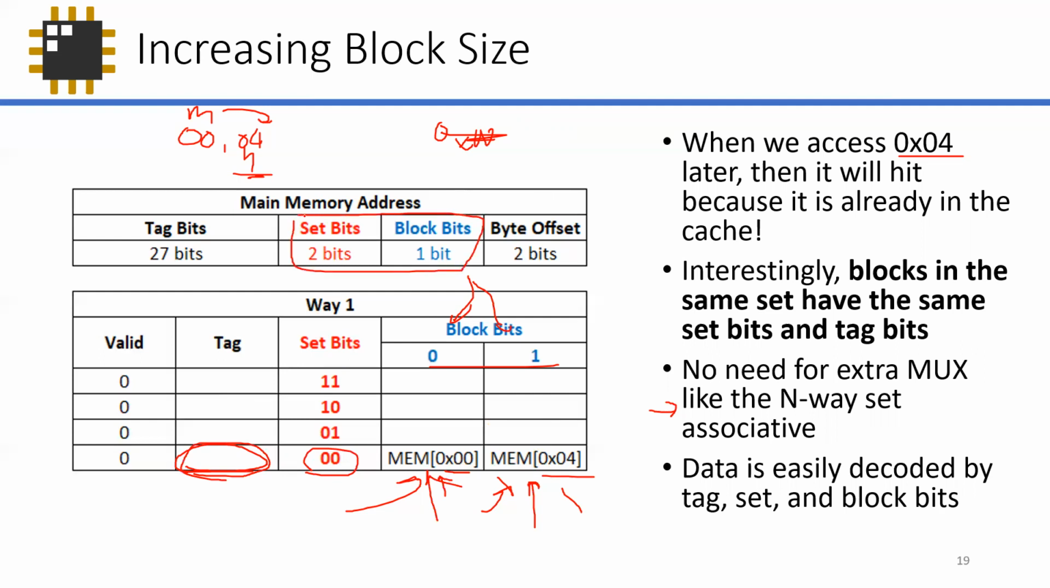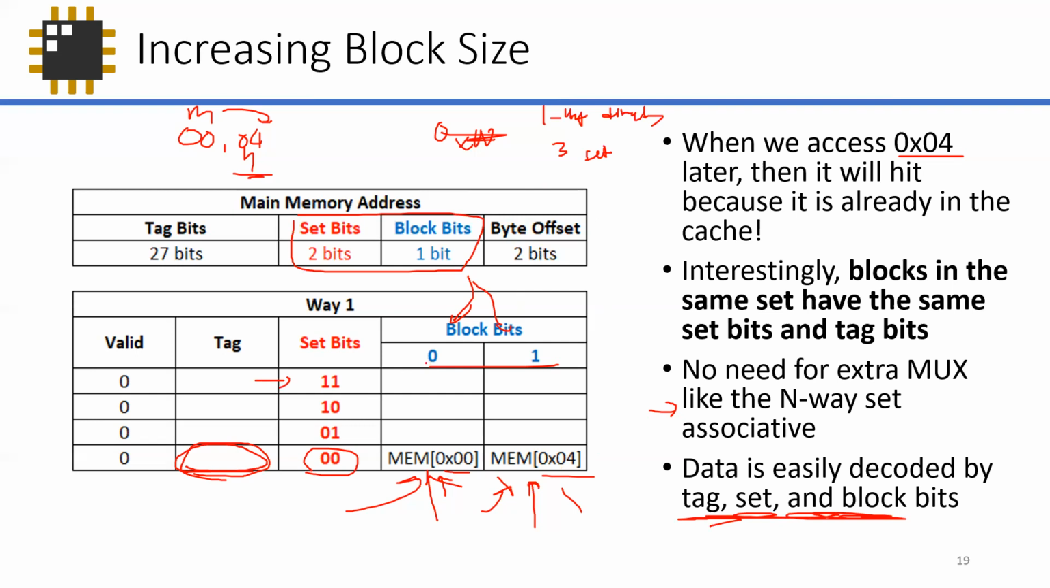It was just a clever way of trying to divide the original set bits of the one-way or direct mapped cache, right? There were 3 set bits, but because I don't have spatial or temporal locality in a direct mapped cache, let's try to overcome these issues by adding extra blocks per set. So the data is easily decoded by the tag, set, and block bits. I don't need any extra decoding. So that's the advantage of a block.